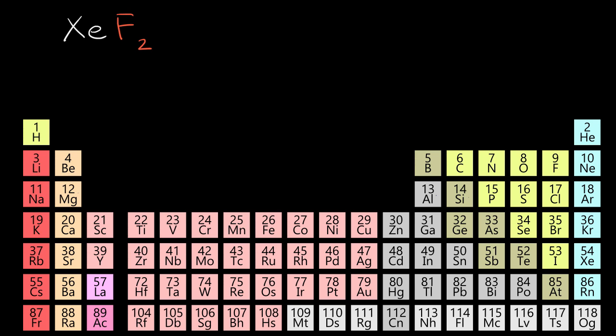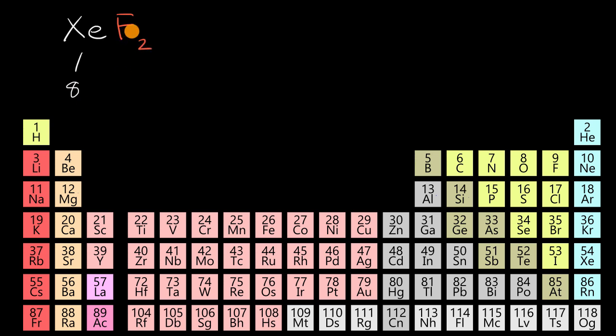So first step, we just have to account for the valence electrons. Xenon right over here, it is a noble gas. It has 8 valence electrons. 1, 2, 3, 4, 5, 6, 7, 8 in that 5th shell. It's in the 5th period. So it has 8 valence electrons.